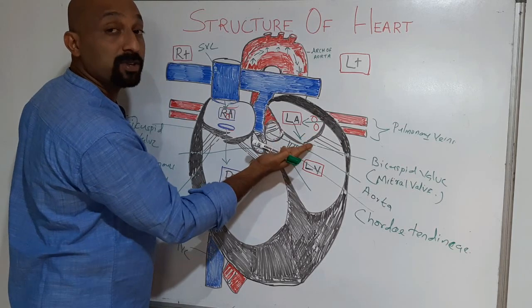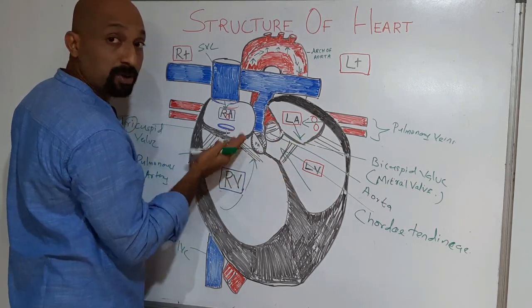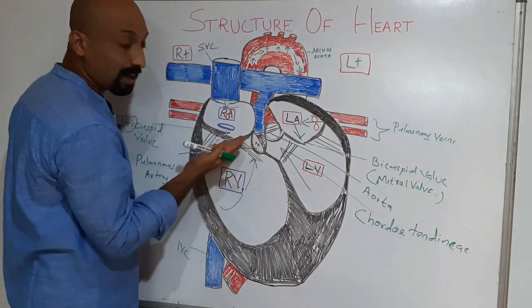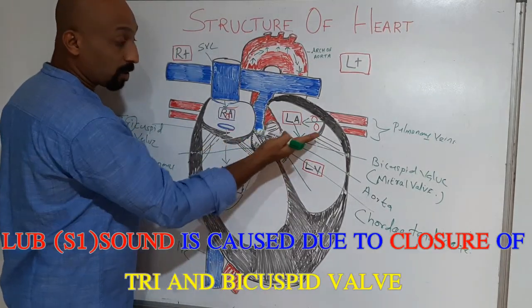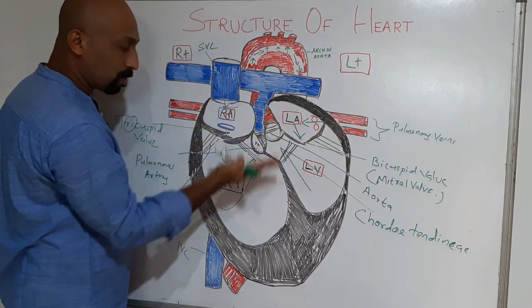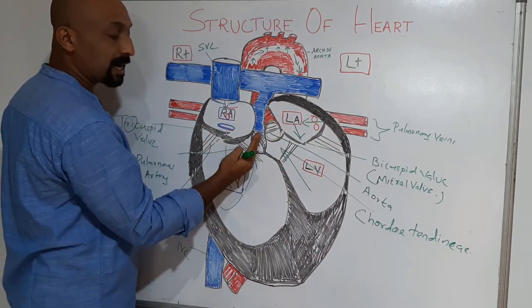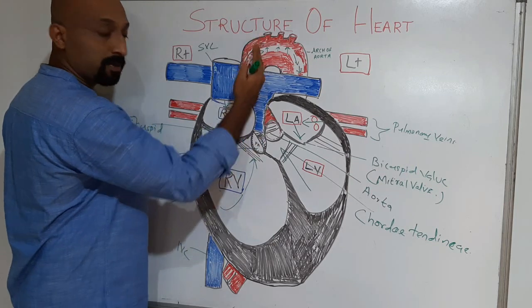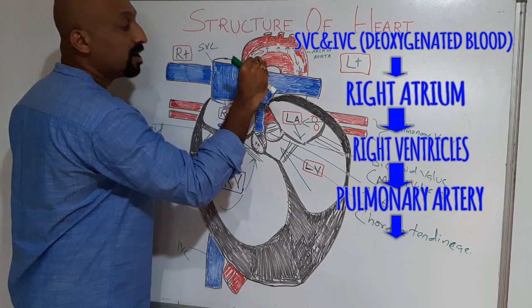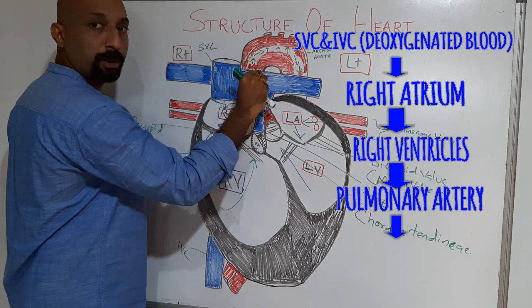This causes the LUP sound in the heart, the first heart sound, which we call the S1 heart sound. The S1 heart sound, the LUP sound, is due to the closure of the tricuspid and bicuspid valves. They close because of the pressure, and the blood goes directly to the pulmonary artery. The pulmonary artery is the only artery which carries deoxygenated blood in the human body.